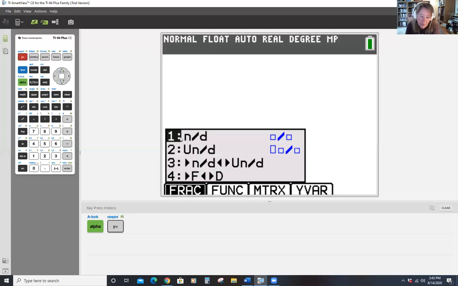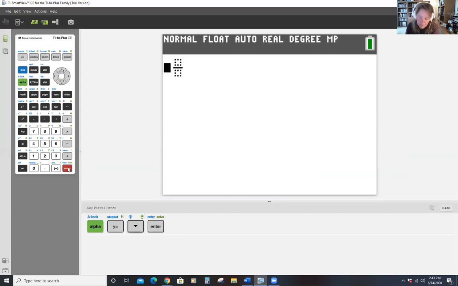This time it's a mixed number, so we need to be on the number 2 because the number 1 will only give us a fraction and we need it to be a mixed number. So I'm going to use my down arrow to highlight the 2 and then hit enter. And now I can just put in my numbers. And remember, when you need to scroll among the boxes, you can use your rotation wheel.